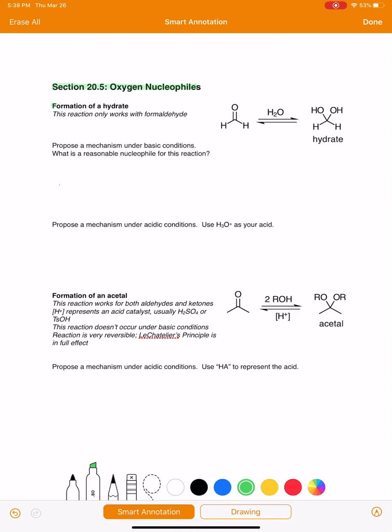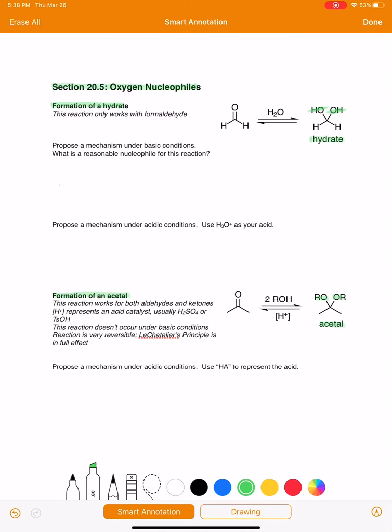One is the formation of a hydrate, and this is a hydrate over here. You can see it's got two OH groups on it attached to the same carbon. And the other reaction is the formation of an acetal. This is an acetal, and you can see it's really similar to a hydrate. It has OR groups instead of OH groups.